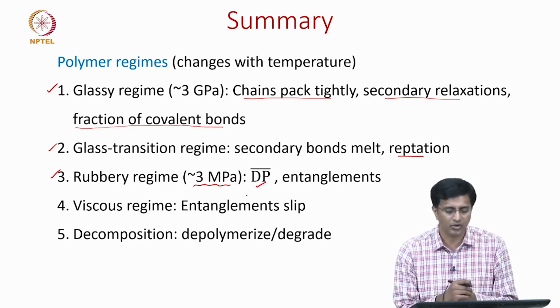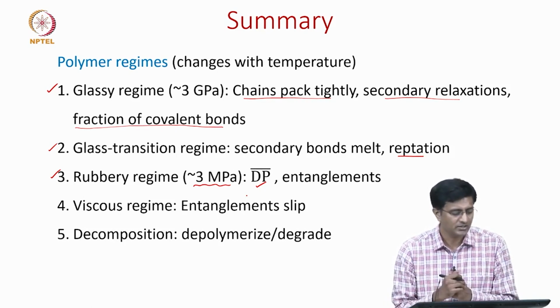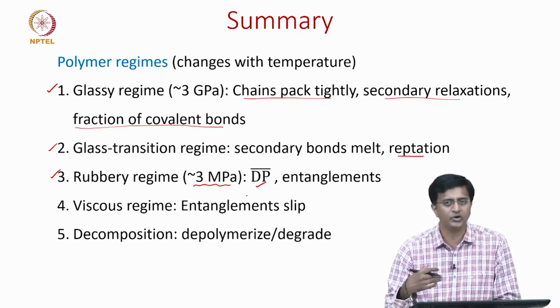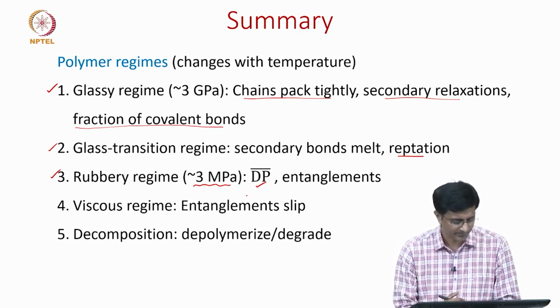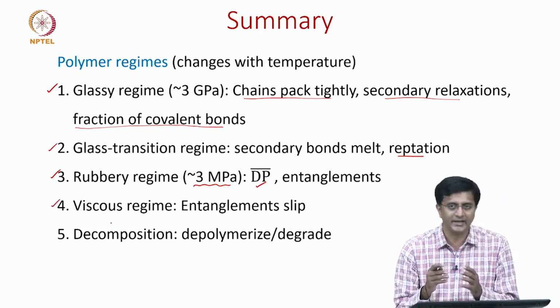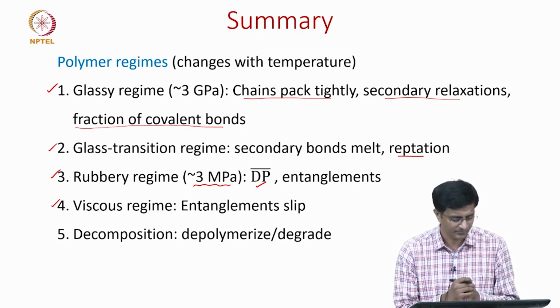And whether we have a rubbery regime or not depends on the length of the polymer chains or the average degree of polymerization. And entanglements are the ones which help to get this rubbery behavior, in addition to a few crosslinks depending on which polymers we are talking about. So, if the temperatures are further increased, that is when these entanglements also slip and we see this viscous regime.